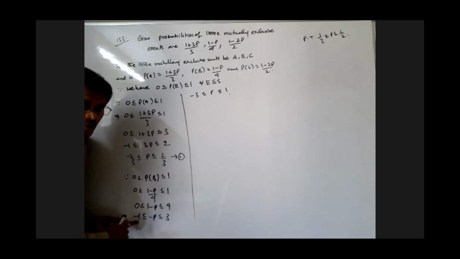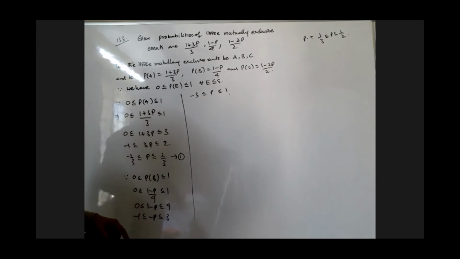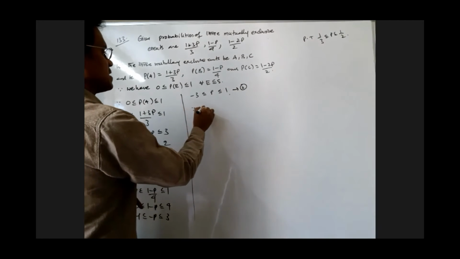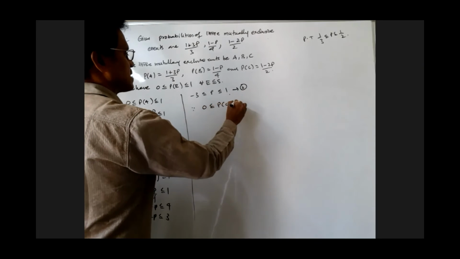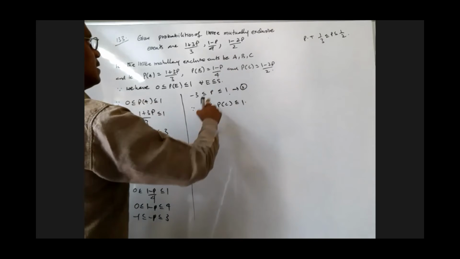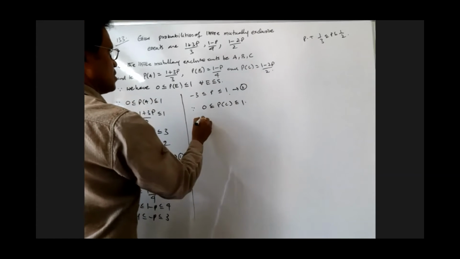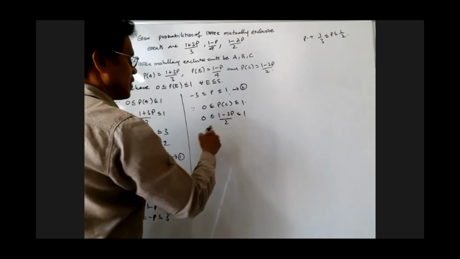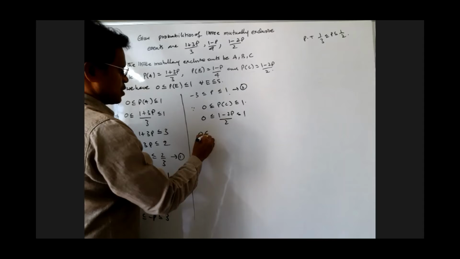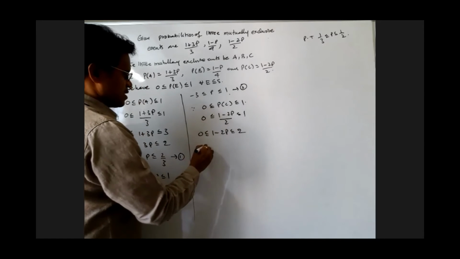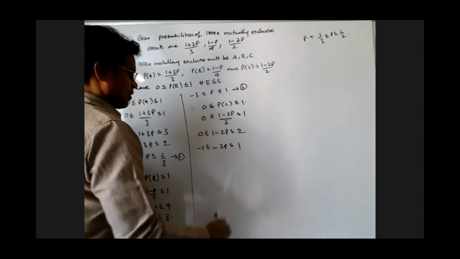I hope all of you know this, my dears. Otherwise, you try yourself. So this is my second one. Now, similarly, since 0 is less than probability of C is less than or equal to 1, this one, my dear: 0 less than or equal to (1 minus 2p) by 2 less than or equal to 1. Multiplying by 2, 0 is less than 1 minus 2p is less than or equal to 2. Subtracting 1, minus 1 is less than minus 2p is less than or equal to 1.